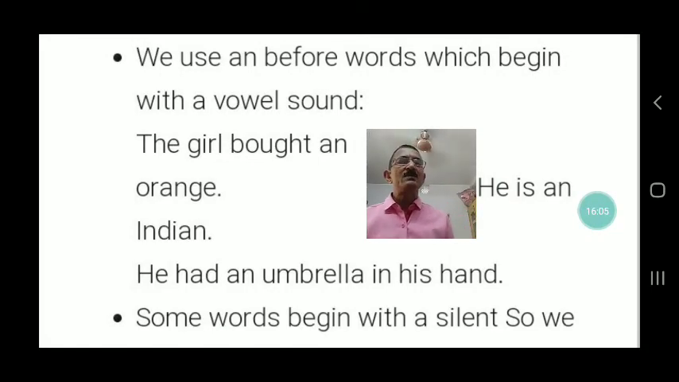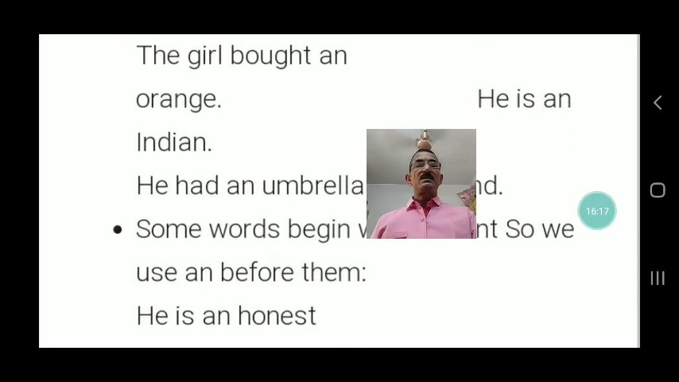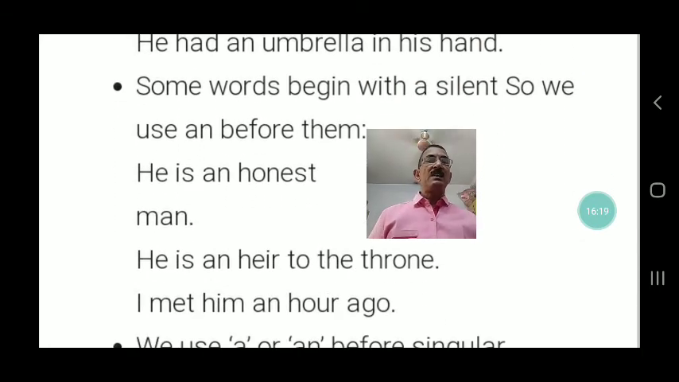We use an before words which begin with a vowel sound. The girl bought an orange. He is an Indian. He had an umbrella in his hand. Some words begin with a silent H, so we use an before them. He is an honest man. H is silent. He is an heir to the throne. Here H is silent in heir. I met him an hour ago. In hour, H is silent.